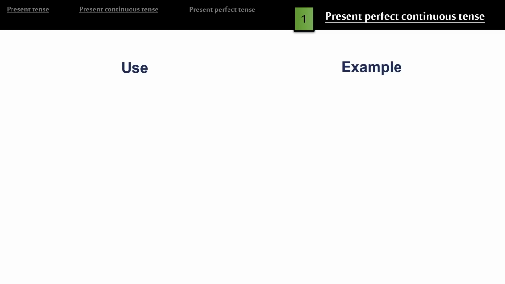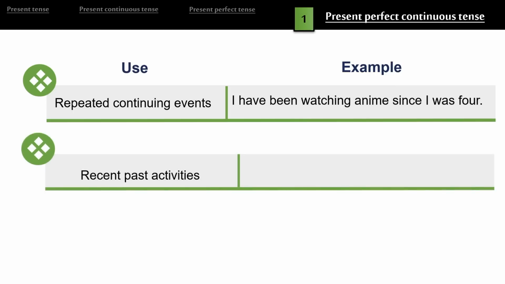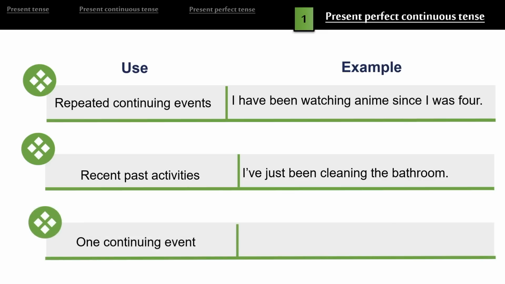We use the present perfect continuous to talk about repeated continuing events. Example: I have been watching anime since I was 4. Recent past activities. Example: I've just been cleaning the bathroom. One continuing event. Example: she has been writing her book since 2000.